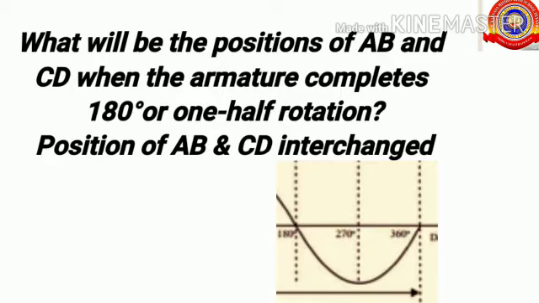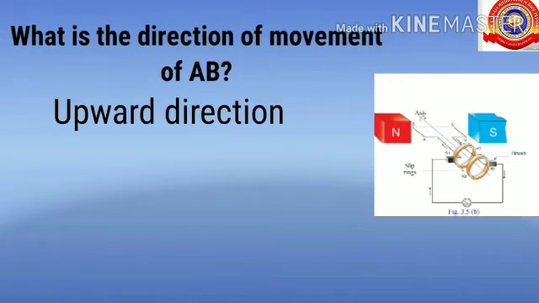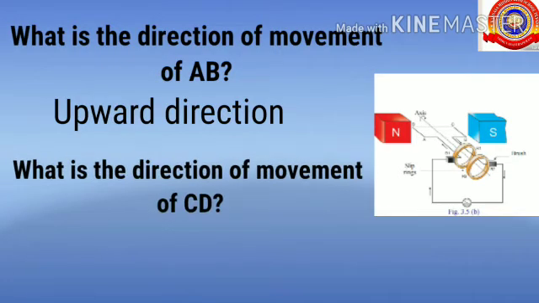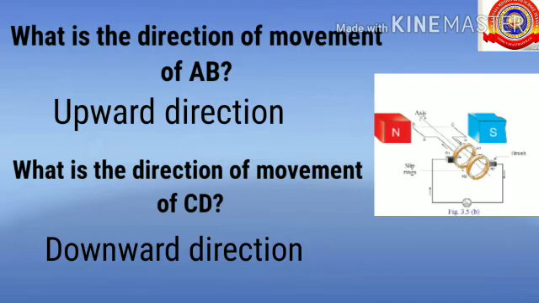The next one, what will be the positions of AB and CD when the armature completes 180 degrees or 1/2 rotation? At that time, the positions of AB and CD interchange. That is, here, the rotation of the armature changes to the opposite direction. So what is the direction of movement of AB at that time? Yes, it is in the upward direction. So what is the direction of movement of CD? It is in the downward direction.